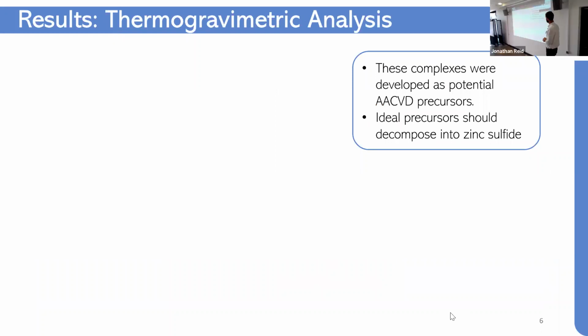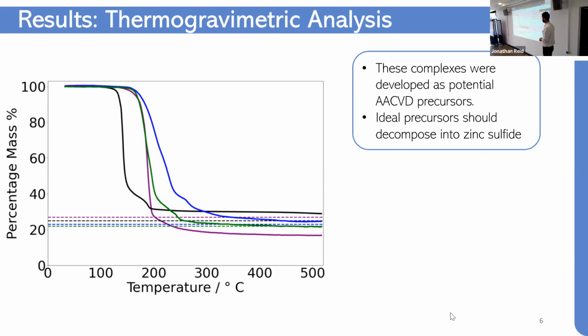In order to do that, I needed to make sure, first of all, that they would decompose into the desired product, i.e. zinc sulfide. The easiest way to do that was to do some thermogravimetric analysis. It's a very simple technique. All you do is measure the change in percentage mass with an increase in temperature of a sample, and this is all done in inert conditions. So what I'm hoping to see is the mass of my precursor break down into a residual mass equivalent to zinc sulfide. So precursor into zinc sulfide.